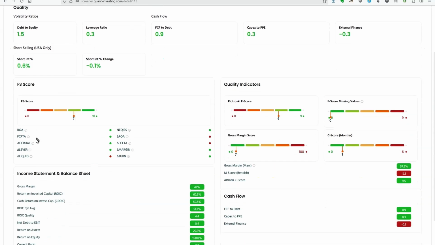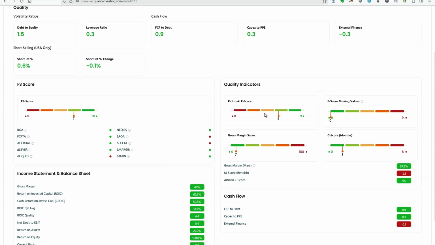Here's the financial strength score. It's got 10 different ratios that it is calculated with. As we mouse over, you can see what they all mean. Here you can see the green ones are 1s and the red ones are 0, which it didn't pass. So you can see it's a 7 out of 10, so financially very strong.